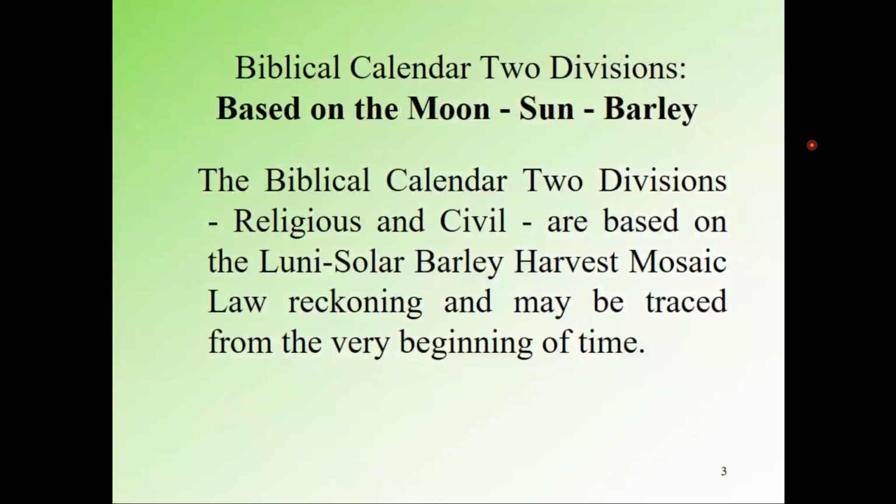The biblical calendar, 2 divisions, are based on the moon, sun, and barley. The biblical calendar, 2 divisions, religious and civil, are based on the luni-solar barley harvest Mosaic law reckoning and may be traced from the very beginning of time.